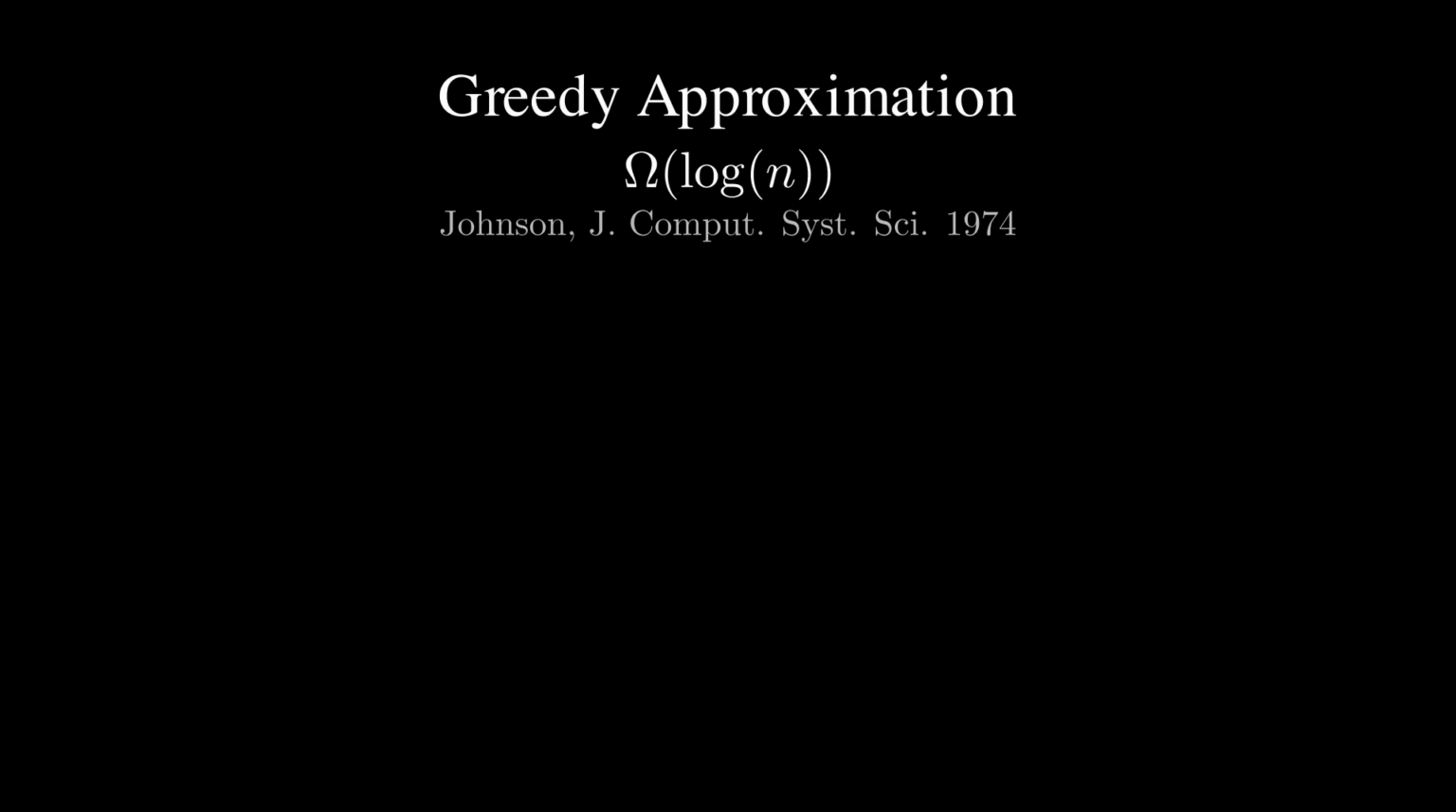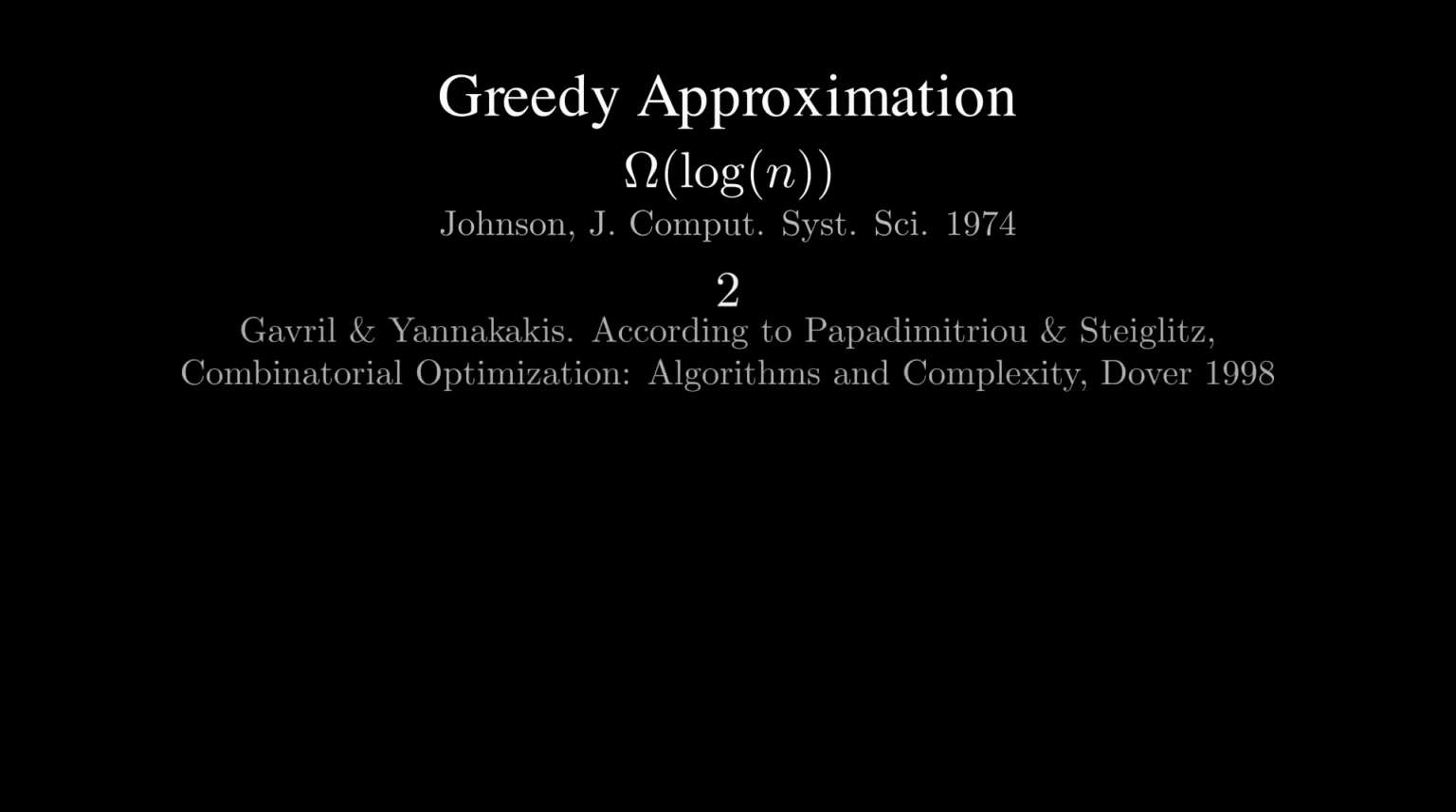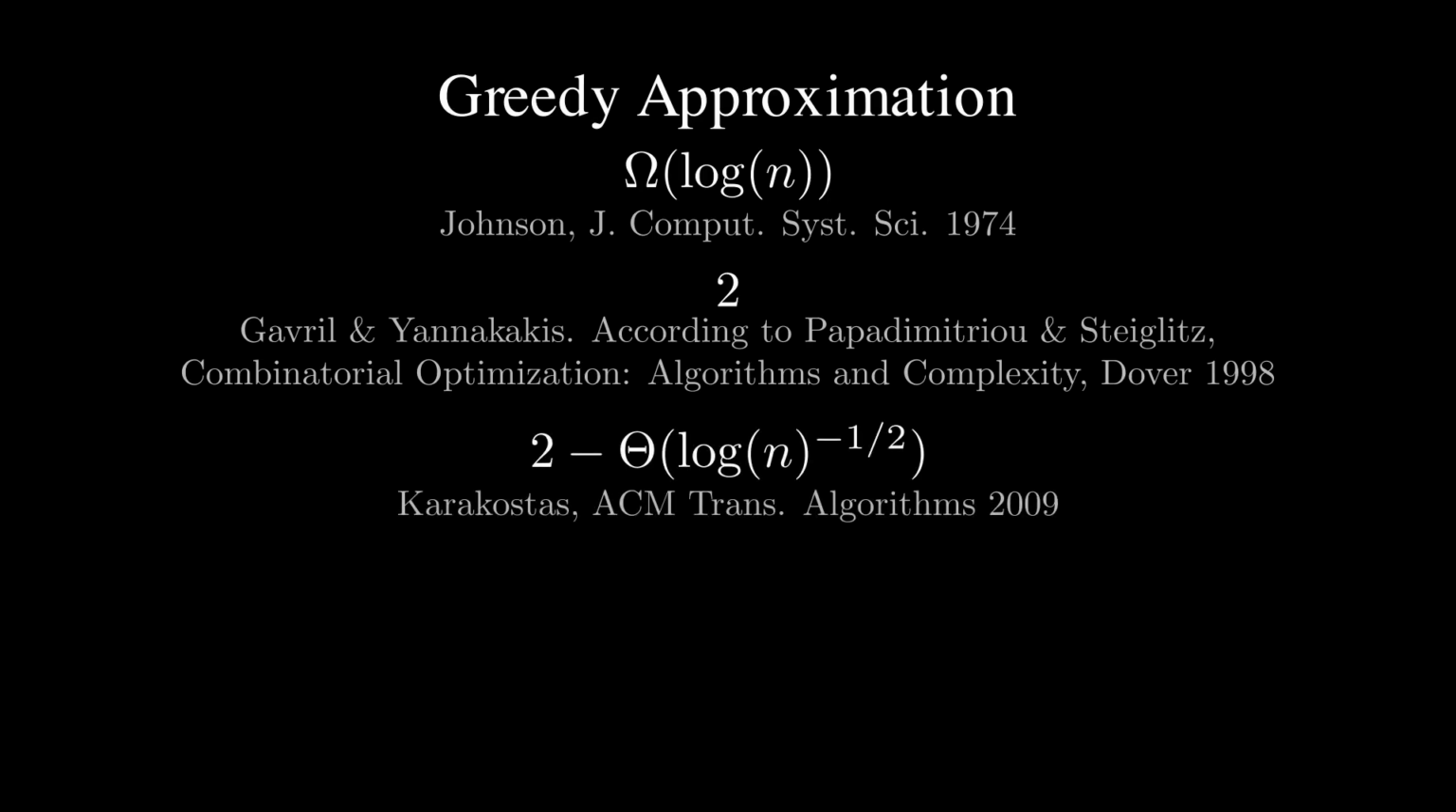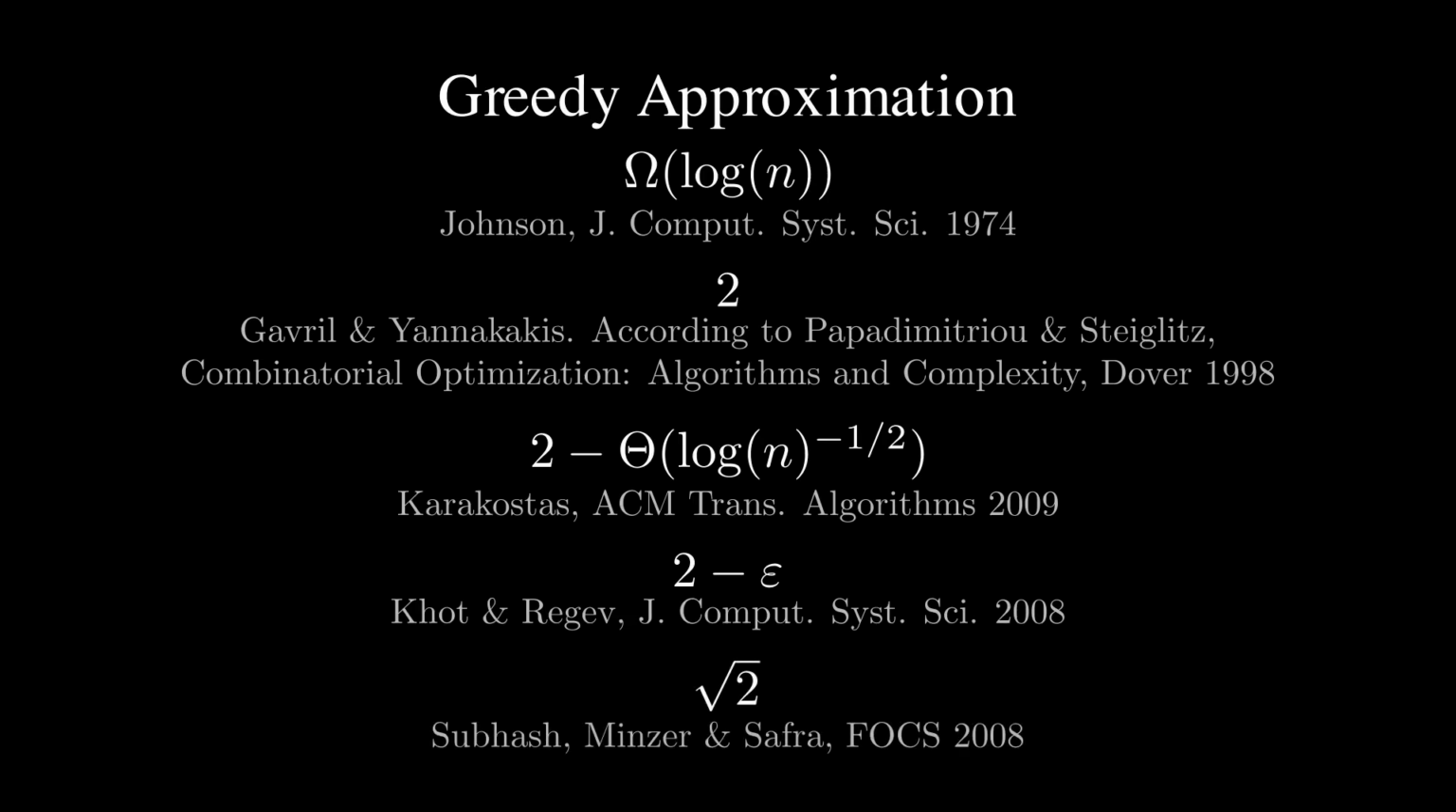Interestingly, there is another approximation algorithm that guarantees a factor 2 approximation. The best known polynomial time approximation reduces this to 2 minus 1 over the square root of log n. And there's reason to believe that it is NP hard to obtain 2 minus some positive constant. And we for sure know that it is NP hard to obtain a square root 2 approximation.